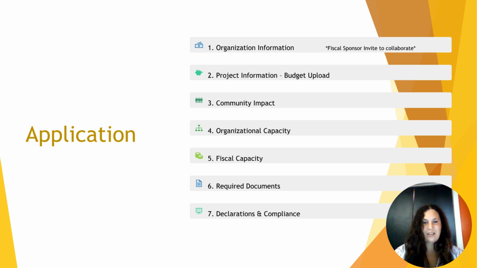But yeah, after you enter your organization information, you'll have your project information. This is where you're going to see your budget upload. You'll go into the community impact, your organization capacity, fiscal capacity, required documents, and then the declaration of compliance. We're going to dive a bit deeper into the attachments and your required documents, just so you know what's expected, just so you know what we're looking for. And that way we make sure that you have all your questions answered and that you know what you need.